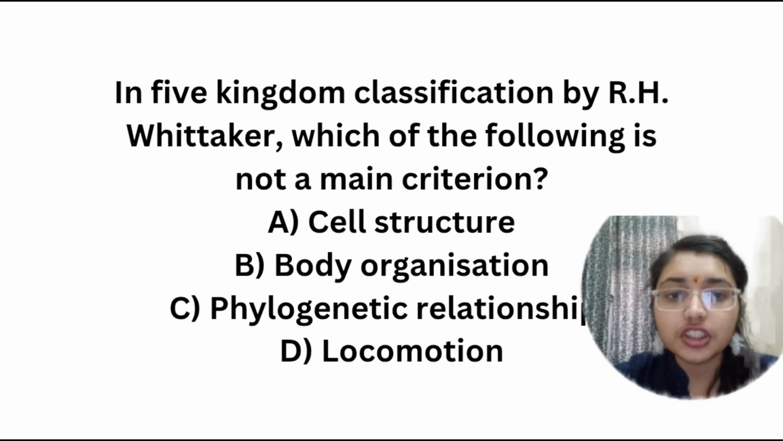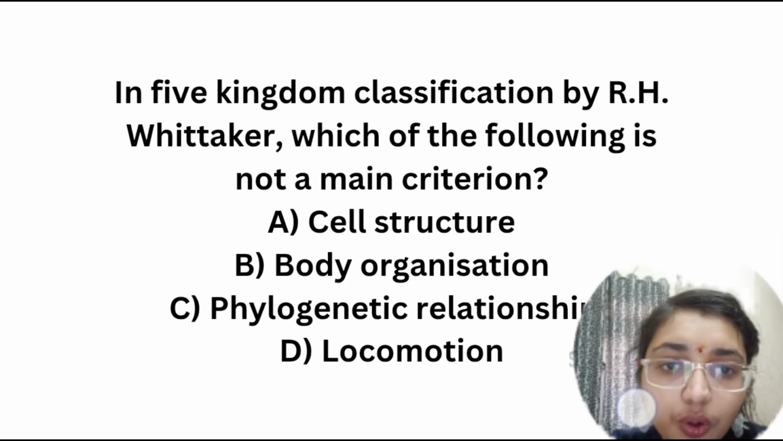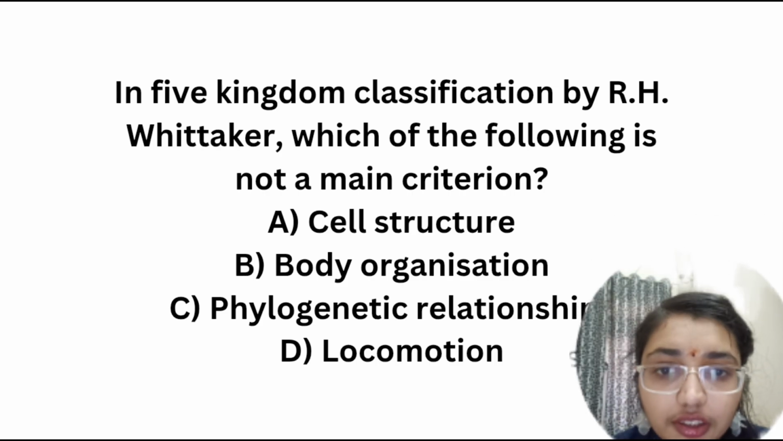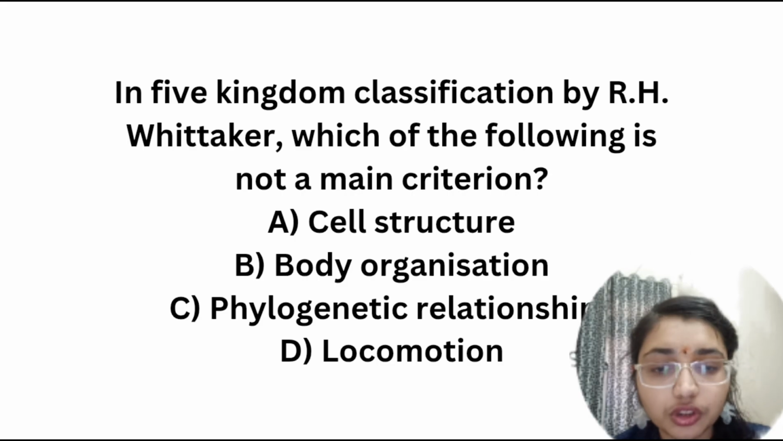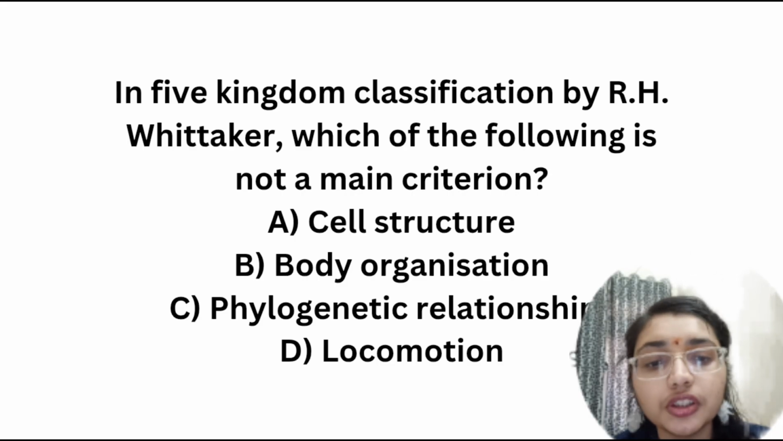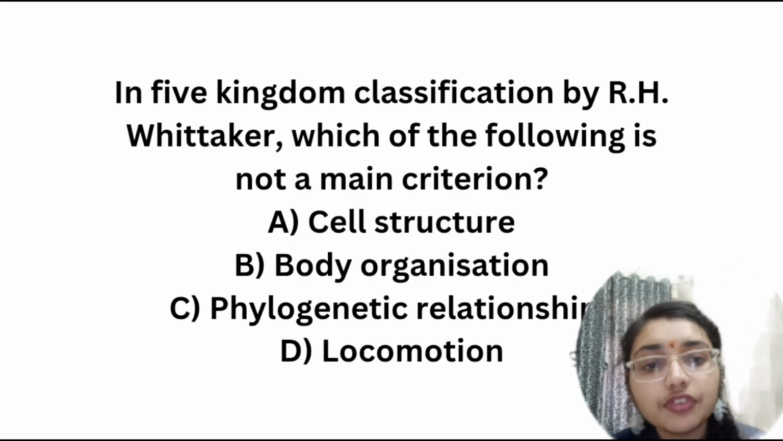Here the question is, in the five kingdom classification of R.H. Whittaker, which one of the following is not a main criterion? A, cell structure, B, body organization, C, phylogenetic relationship, and D, locomotion. Here the correct option is locomotion, because the cell structure, body organization and phylogenetic relationship are the main criteria of the five kingdom classification.